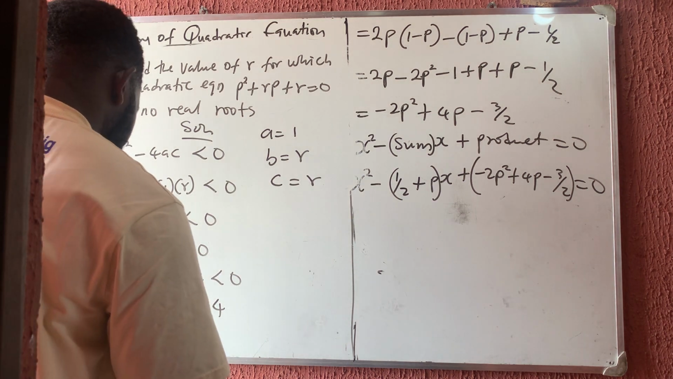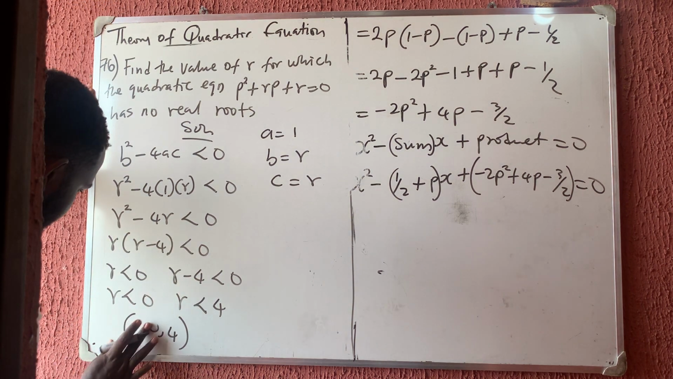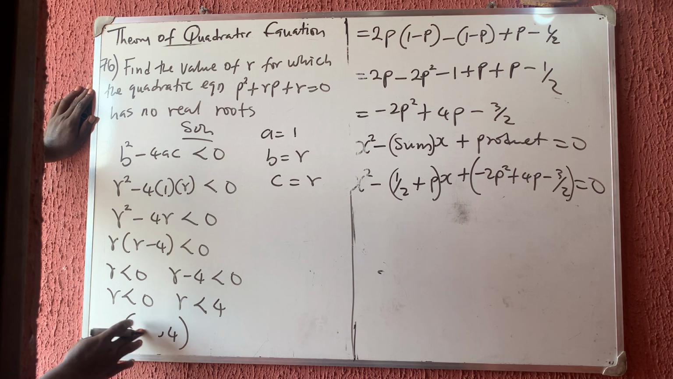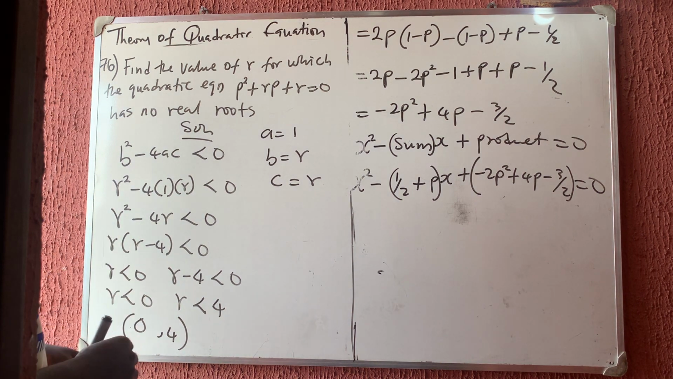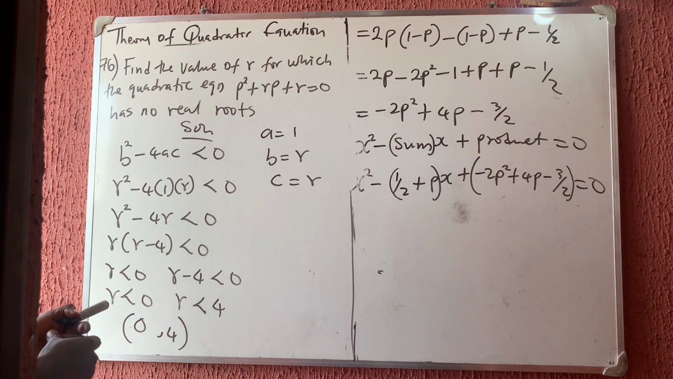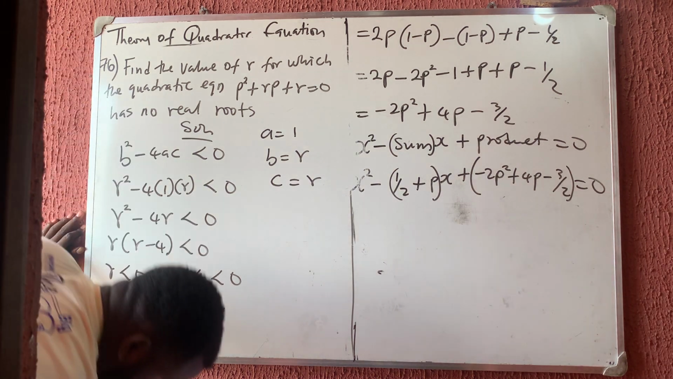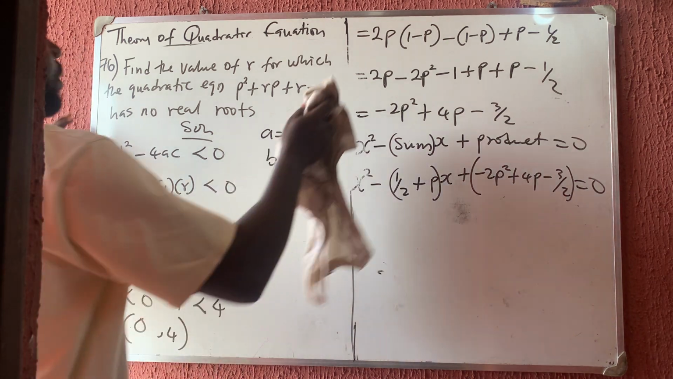Or we can equally say open set of 0 and 4. Okay, so that is that. So the next one.